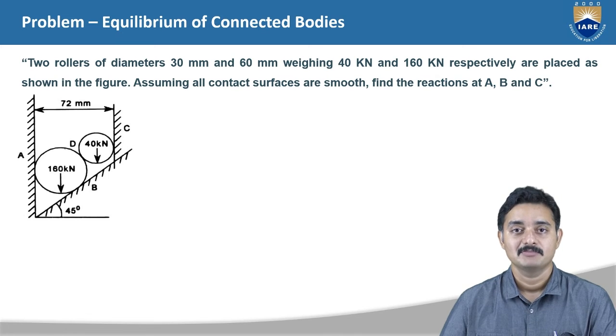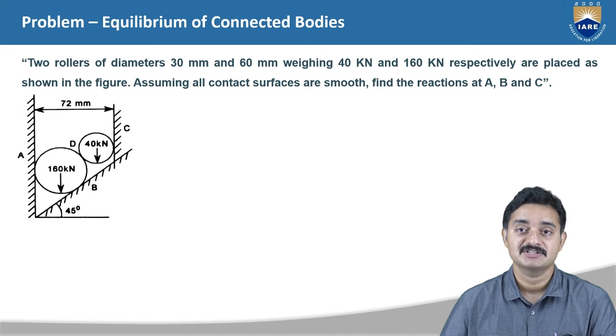In the system of connected bodies given, there are two rollers in contact with each other. Both the rollers will apply a reaction force on each other which is of equal magnitude. That is, if RD is the reaction force at the contact point D, then the 160 kilonewton roller will apply RD reaction force on the 40 kilonewton roller, and the 40 kilonewton roller will apply RD reaction force on the 160 kilonewton roller.